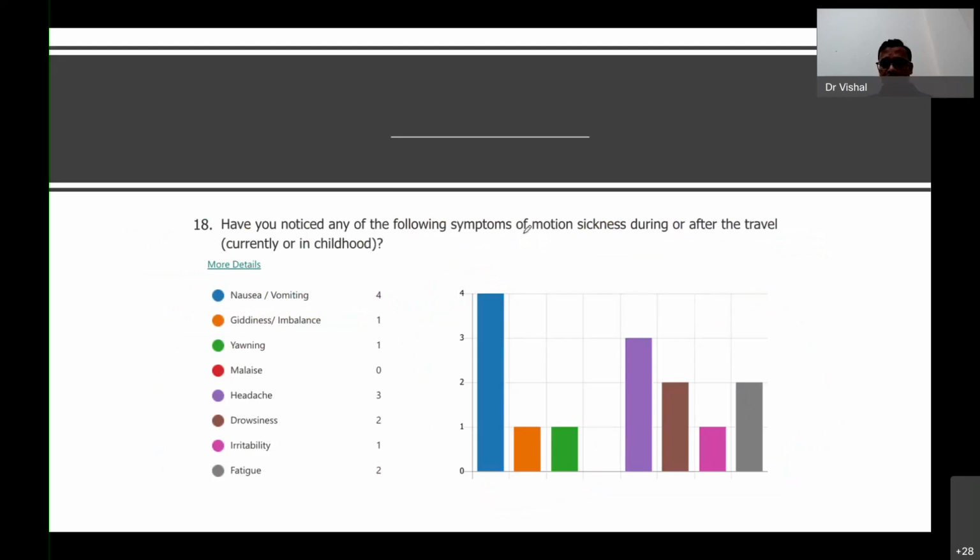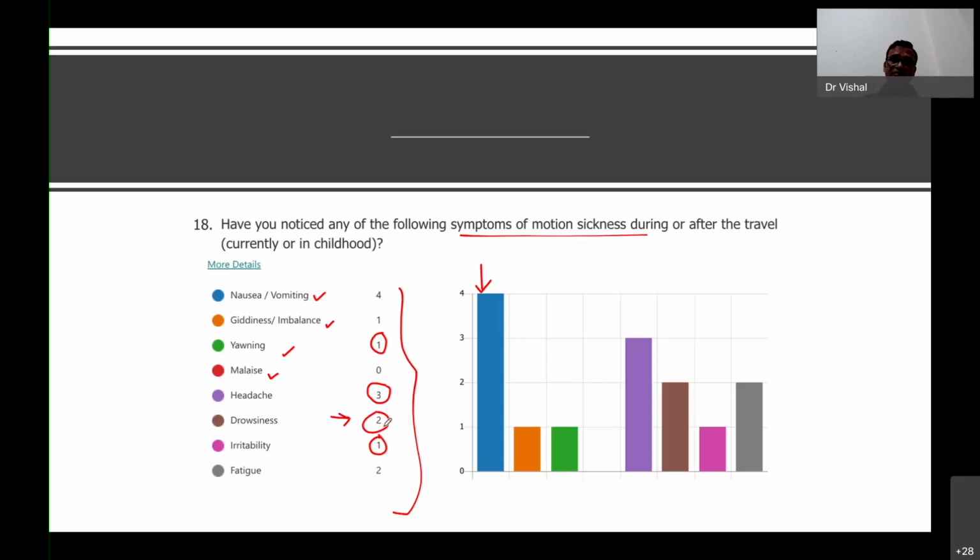Any of the following symptoms of motion sickness? Yes, the patients also had motion sickness. Symptoms of motion sickness in the form of nausea, vomiting, giddiness, imbalance, yawning. Yawning is an important feature after travel. If you are experiencing yawning, it is a mild form of motion sickness. Patients can experience headache, irritability, drowsiness. Drowsiness also can happen in patients with motion sickness.